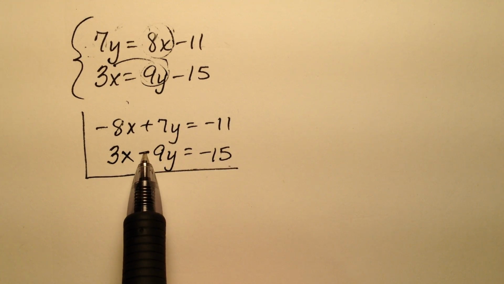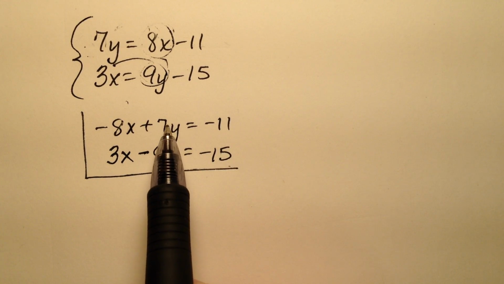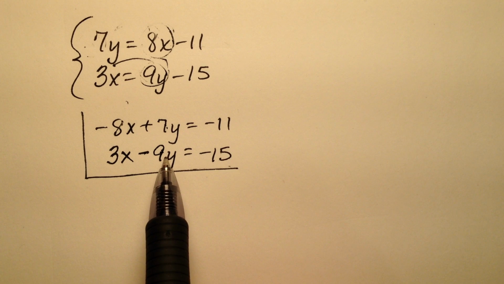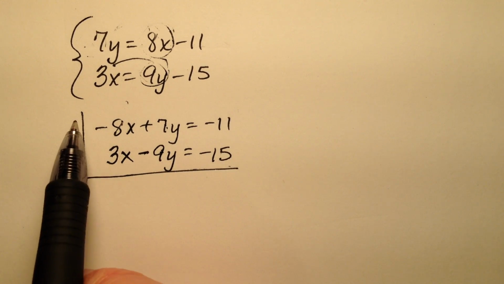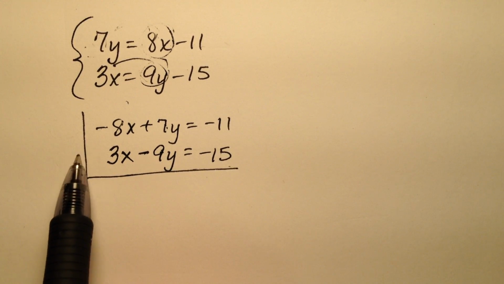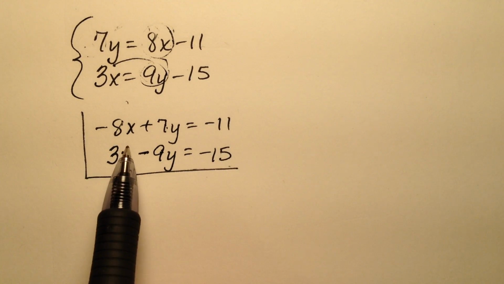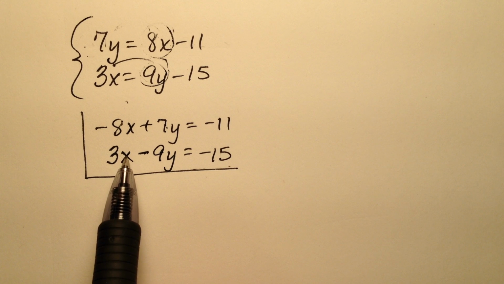So let's look at our y's. We do have positive and negative, so we know we have opposite signs. This is a 7 and this is a 9. Once again, 7 is not a factor of 9 and 9 is not a factor of 7. What this tells us is that we're going to have to multiply both of the equations by an integer factor in order to accommodate this idea of eliminating one of the variables by having equal in number coefficients but opposite in sign.